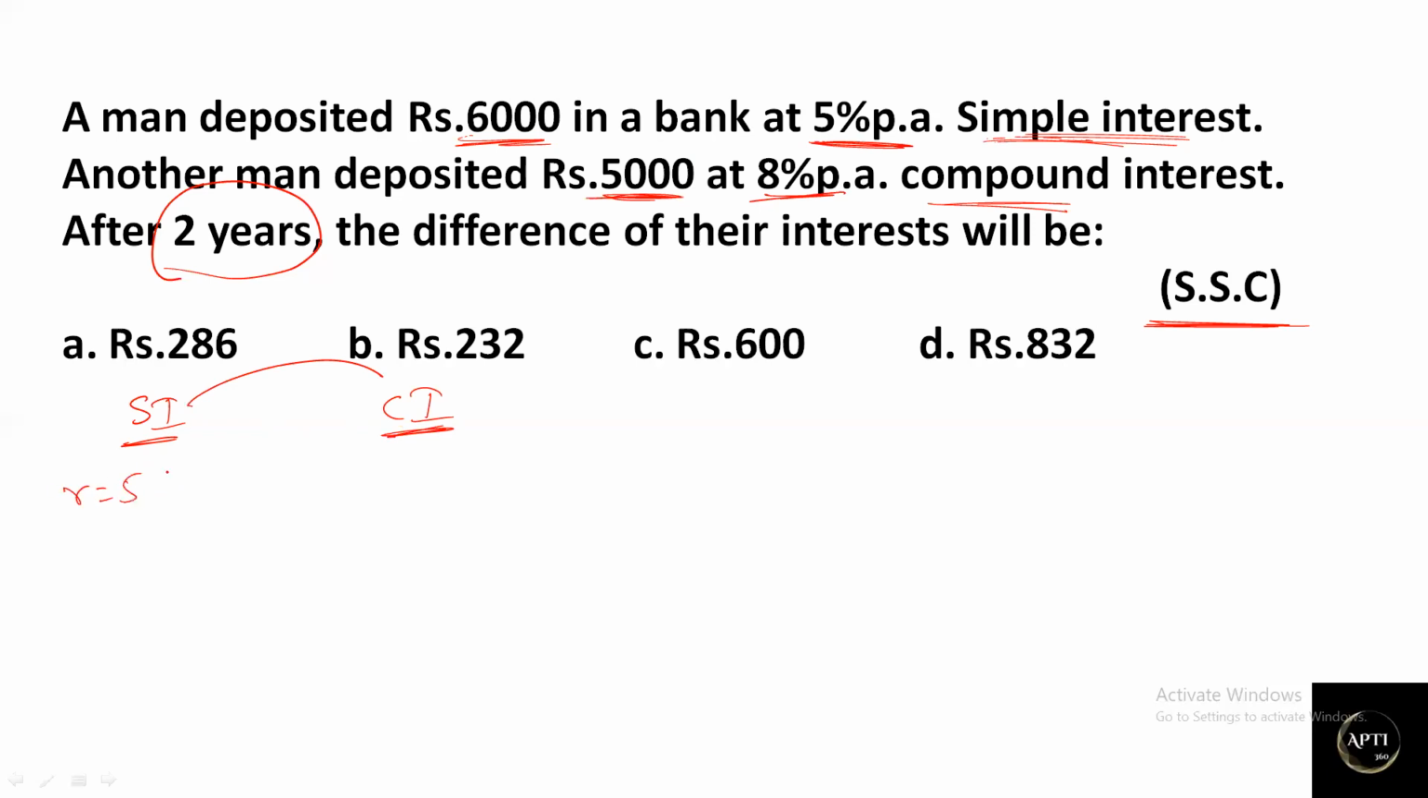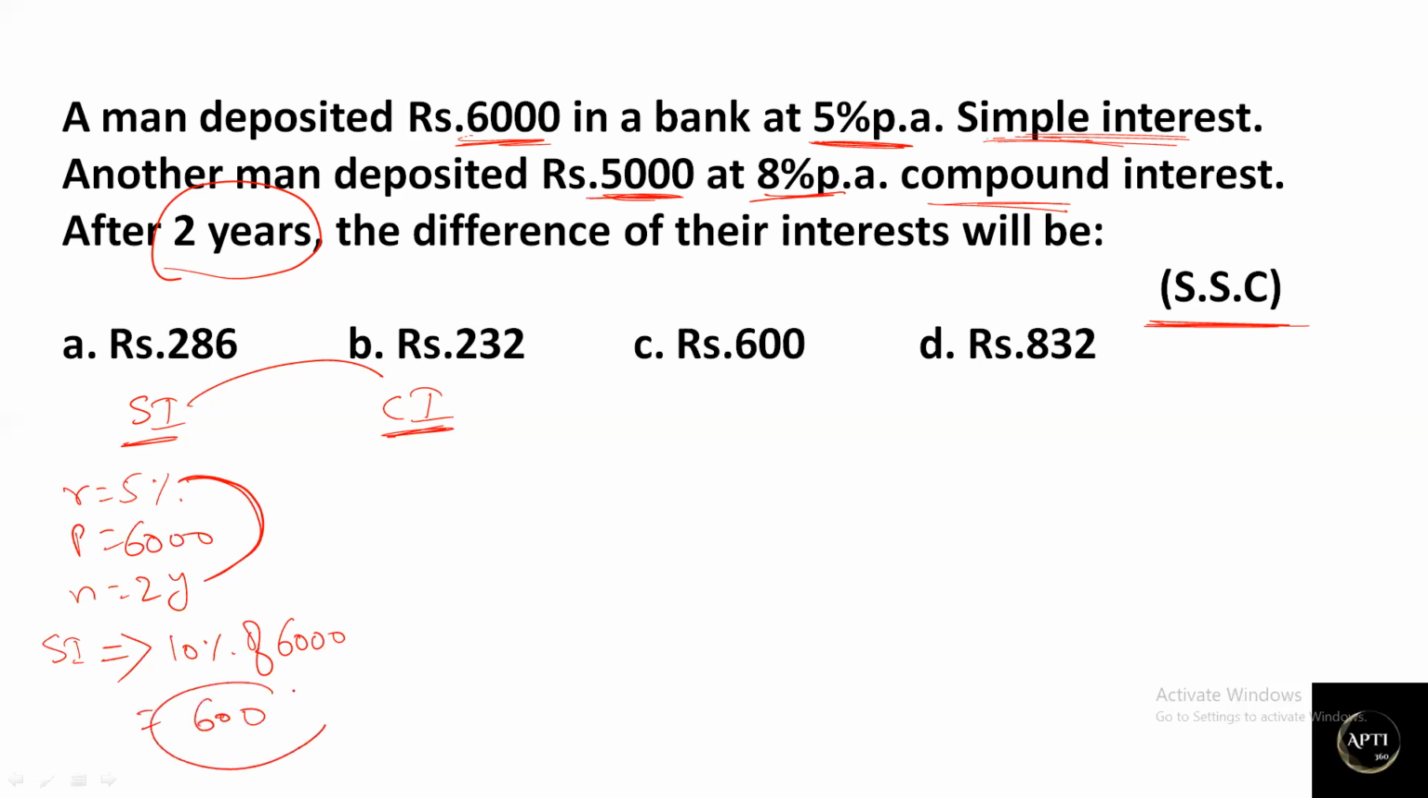Rate of interest is 5%, principal amount is 6,000 rupees, and number of years is 2 years. Do you know how to calculate the simple interest? I already told you the simplest way to calculate simple interest: n into r. What is 5 into 2? 10. What is 10% of 6,000? 100% is 6,000, 10% is 600. That's it. We calculated simple interest within 10 seconds. Half of our answer is done.